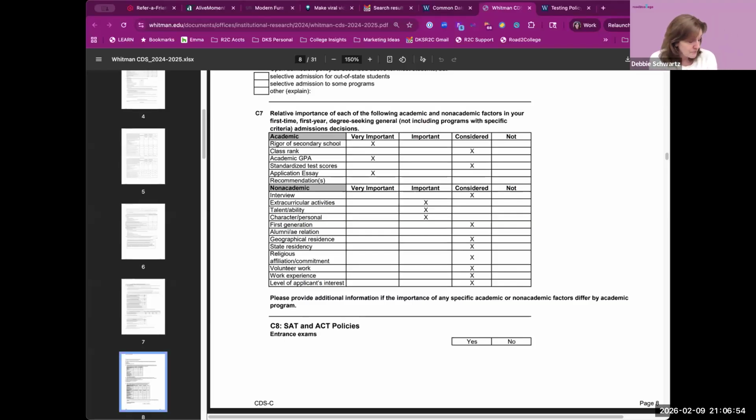So I see here somebody said that Whitman asked for a letter of recommendation from a counselor or a teacher. I would expect that they would have, so I'm actually surprised why this line is blank. Again, if anybody's interested in applying to Whitman, I would have your student ask the admissions officer, why isn't it listed in the common data set?